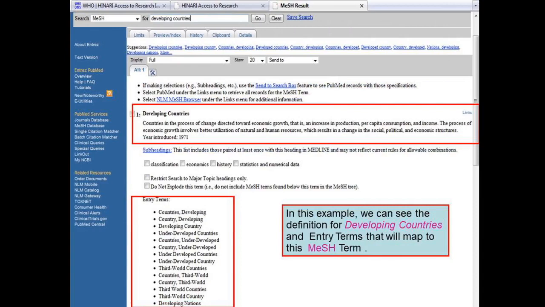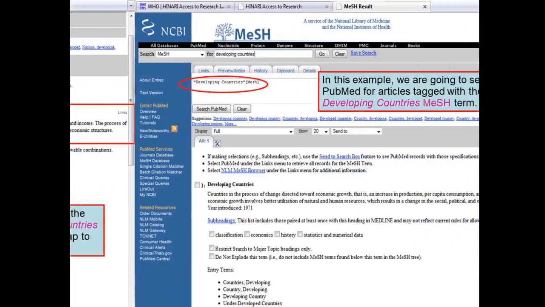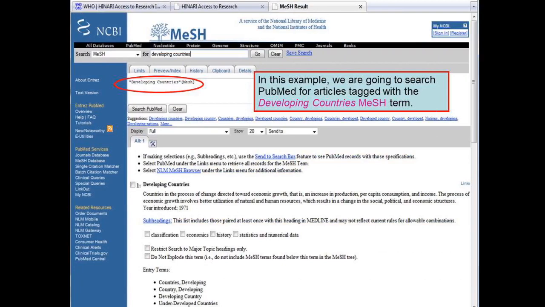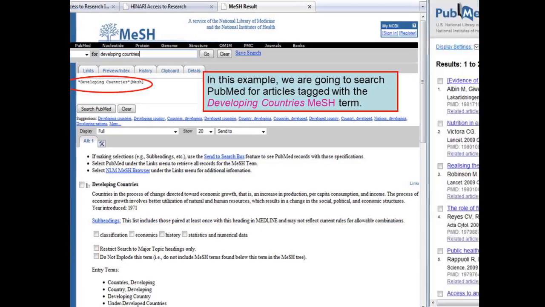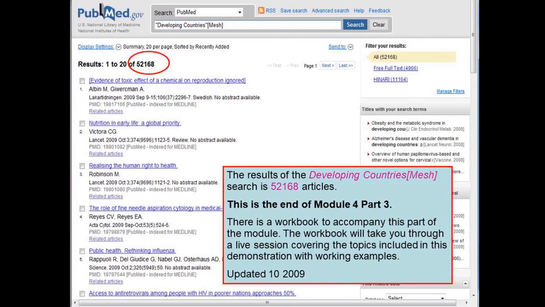In this example, we can see the definition of developing countries and entry terms that will map to the MeSH term, right? So developing countries. So these are the entry terms for the MeSH term developing countries, right? Third world country, countries third world. So these are the related terms, cross-reference terms. So developing country as a MeSH term. We got around 52,168 results. Fine.